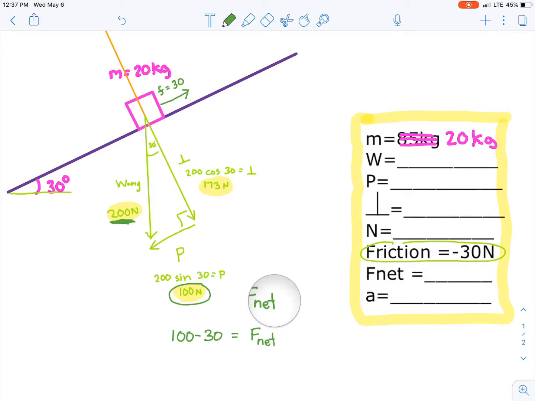Okay, I hope that makes sense. I don't know why I did that, but that's pretty cool. All right, so we end up with, what's that, 70 newtons. All right, so 70 newtons.